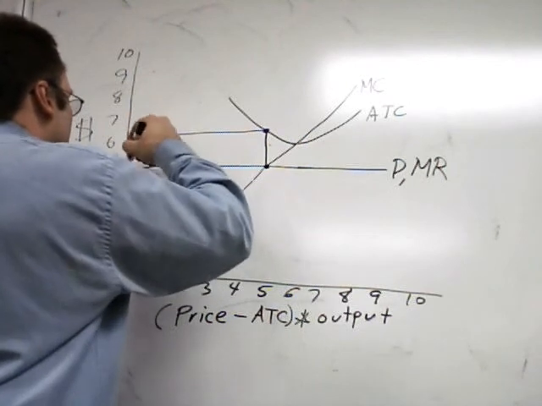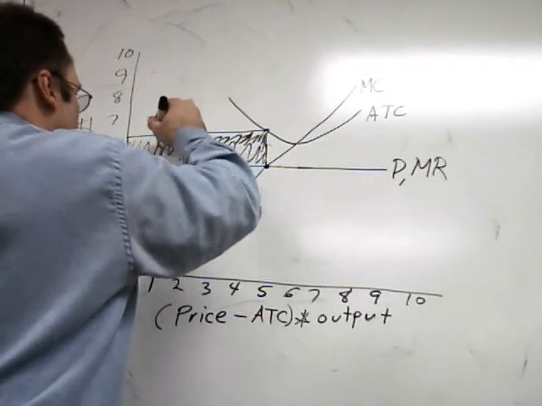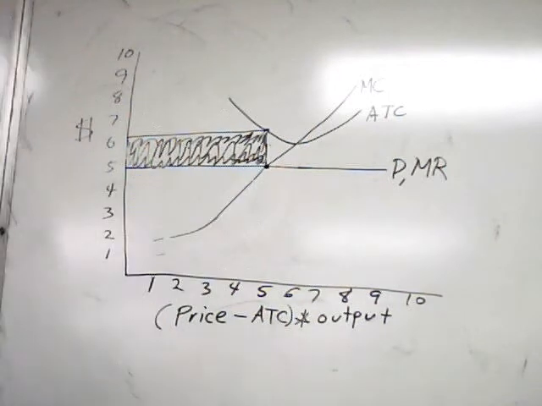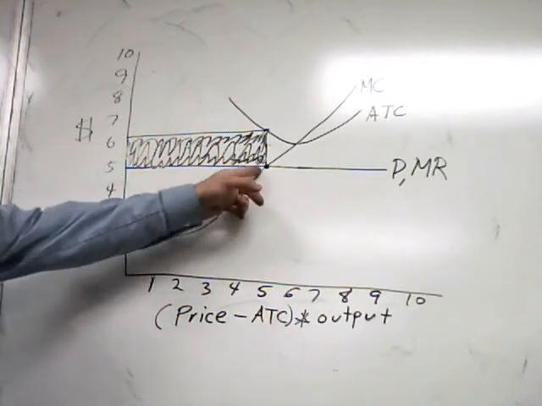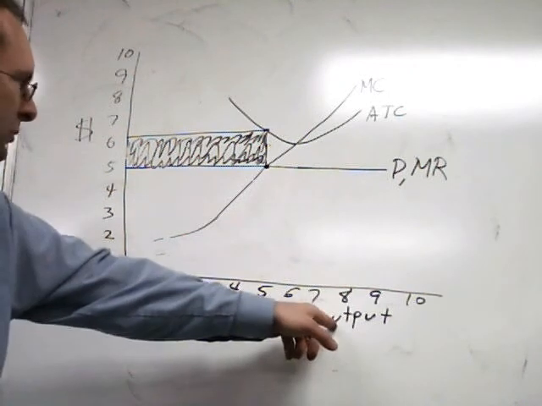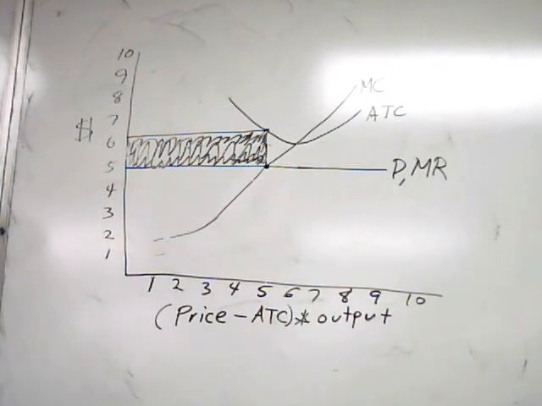So this box right here, the area of that is their profit. So in this case, price is 5 minus 6 is -1 times their output of 5. So it's -1 times 5, so their profit is -5. We already said that they had a loss.